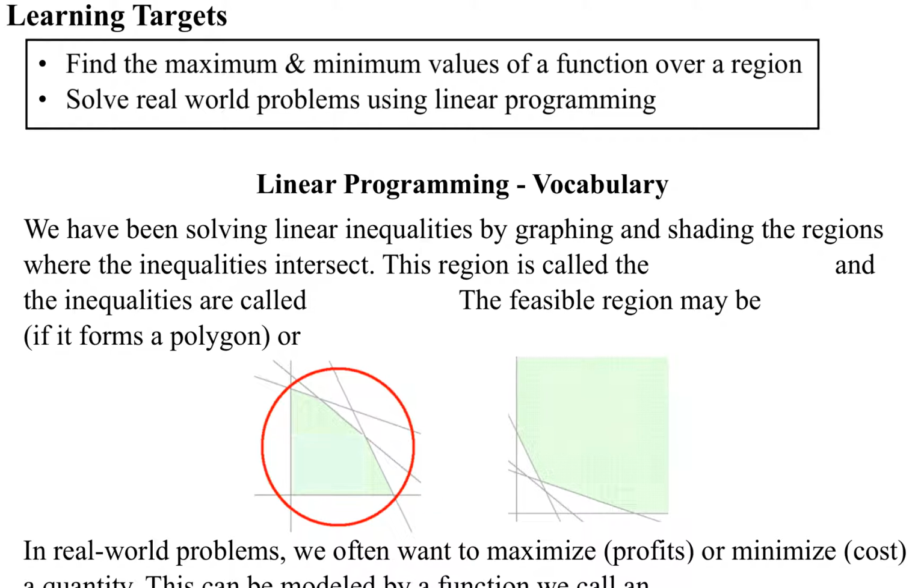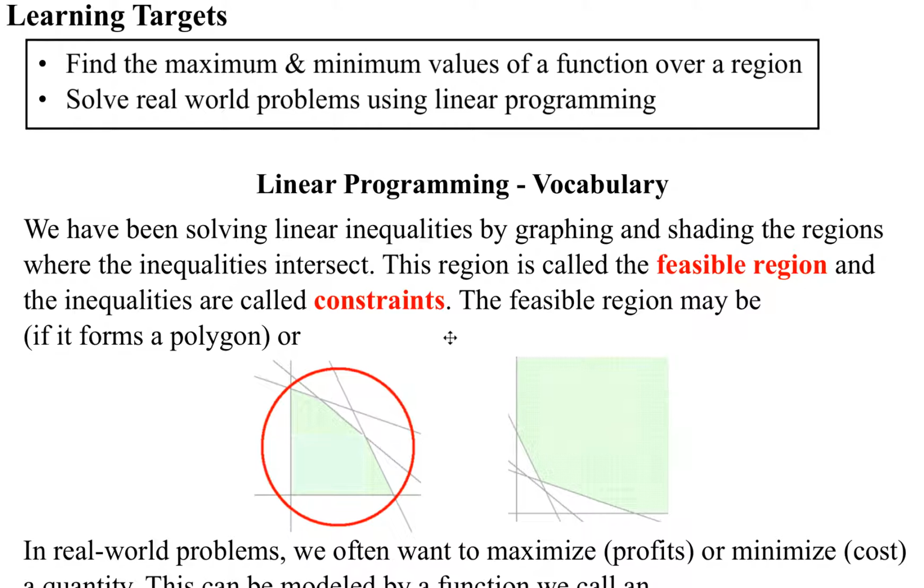So we have been solving linear inequalities by graphing. And this included shading regions in the coordinate plane and finding the region that overlapped or intersected. In linear programming, we have a special name for this region, and this region is called the feasible region. The inequalities that we graph, those lines, whether they are dotted or solid, those are called our constraints.